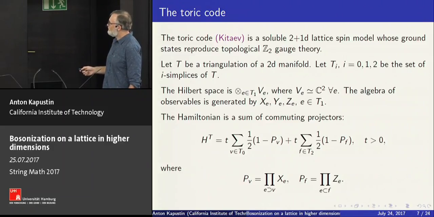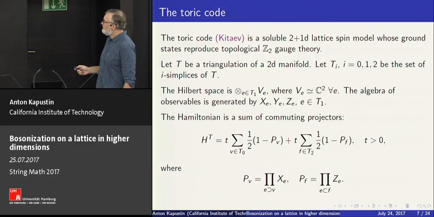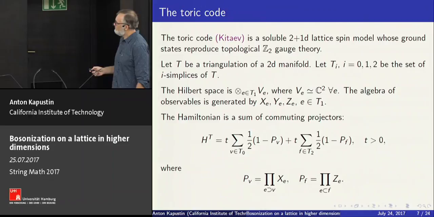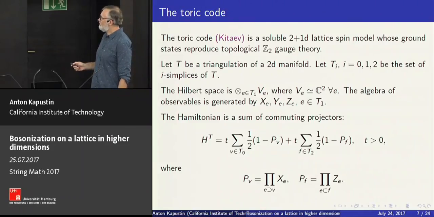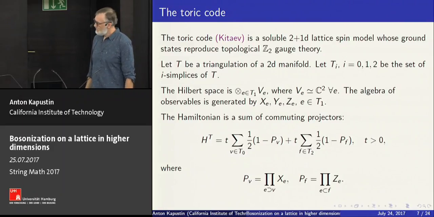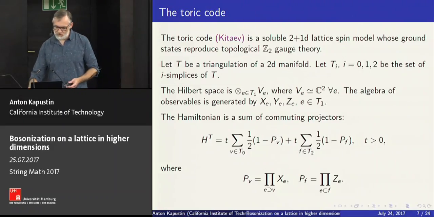These guys are idempotent, they square to one, and they form these projectors out of them. And one can easily check that these projectors are all commuting. And the Hamiltonian is simply the sum of these all commuting projectors, one for each vertex and one for each face. So that's the Hamiltonian of the toric code.